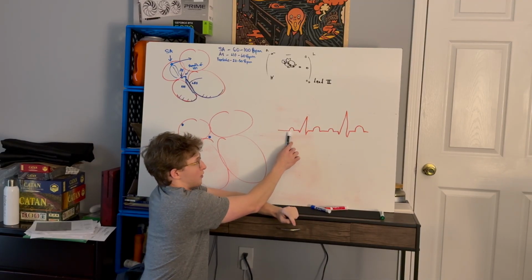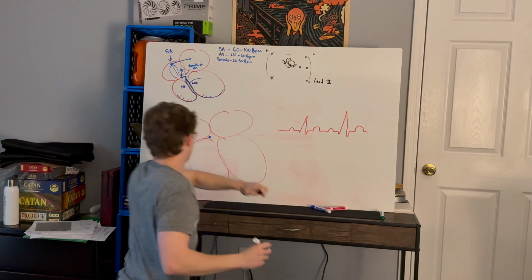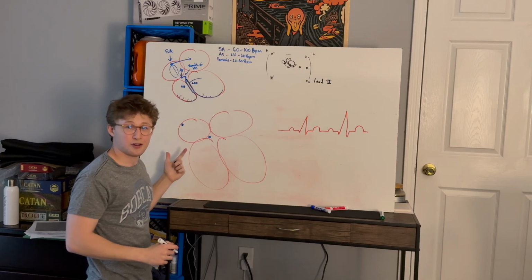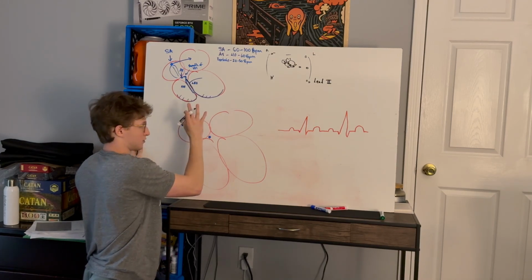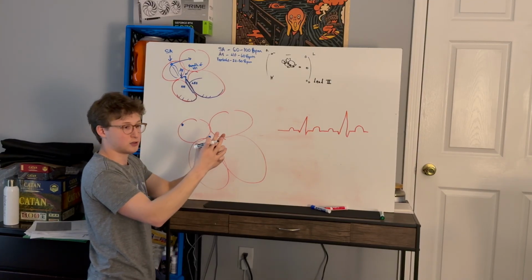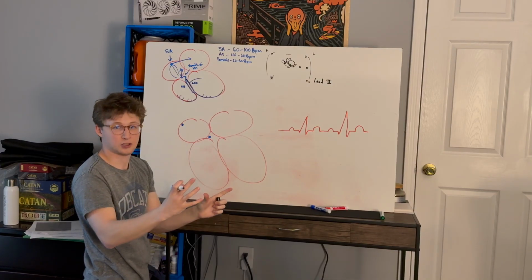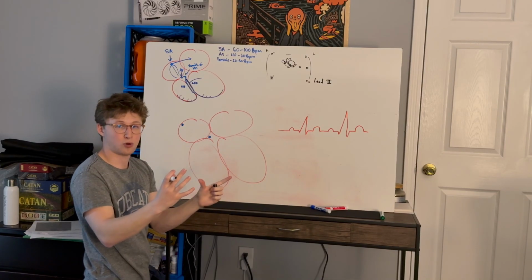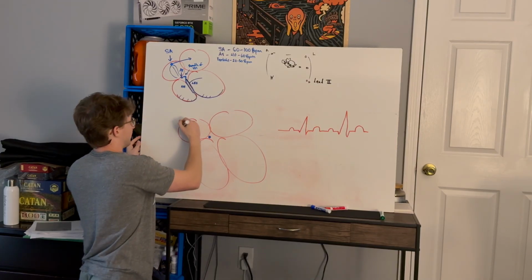This first wave here, that's the P wave. So what's happening is our SA node is firing. Our SA node fires. It depolarizes, and that depolarization, that action potential, propagates through all of the tissue in the atria, causing them all to depolarize. They contract. So what does that look like?